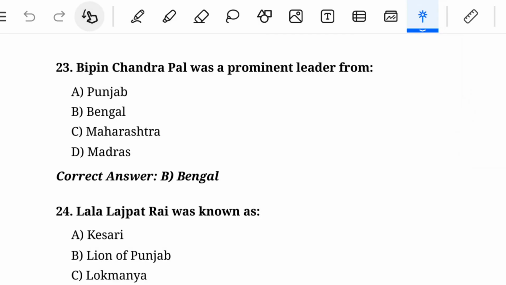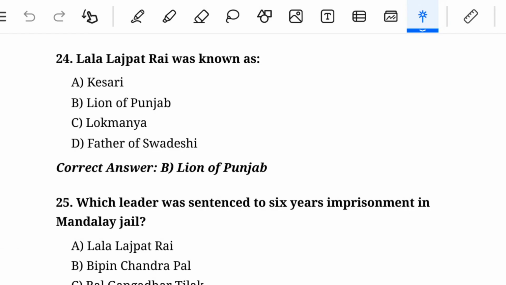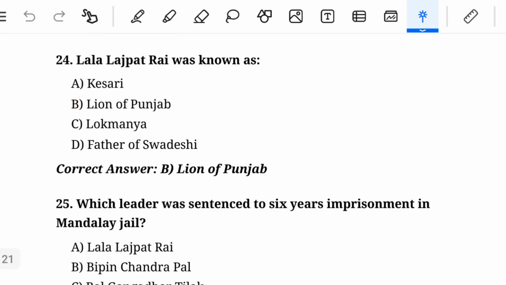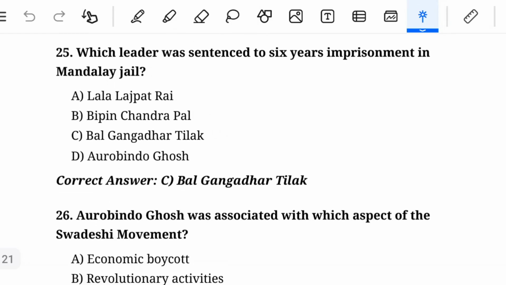Bengal. 24. Lala Lajpat Rai was known as: A. Kesari. B. Lion of Punjab. C. Lokmanya. D. Father of Swadeshi. Correct answer: B. Lion of Punjab. 25. Which leader was sentenced to 6 years imprisonment in Mandalay jail? A. Lala Lajpat Rai. B. Bipin Chandra Pal. C. Bal Gangadhar Tilak. D. Aurobindo Ghosh. Correct answer: C.